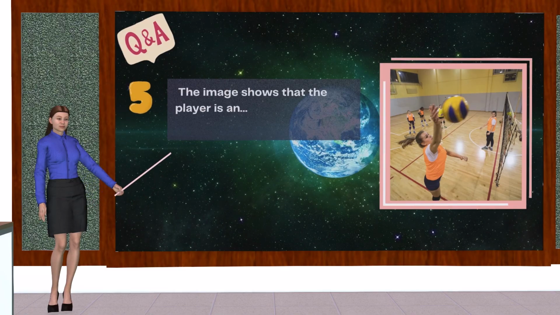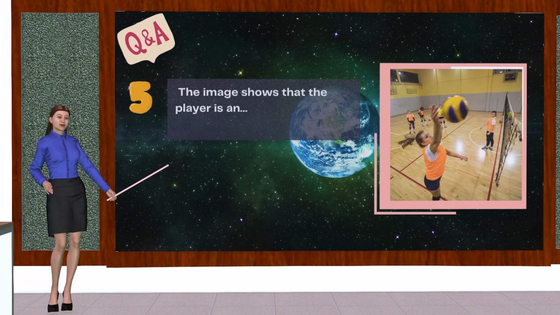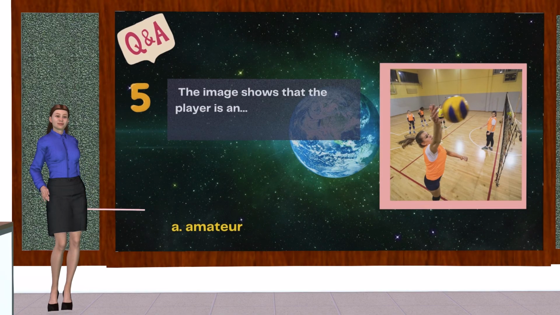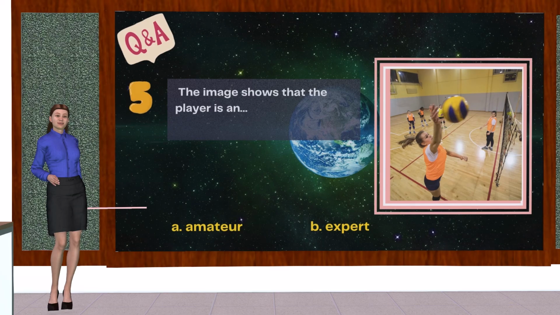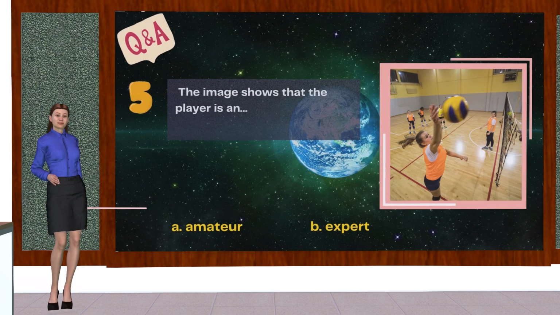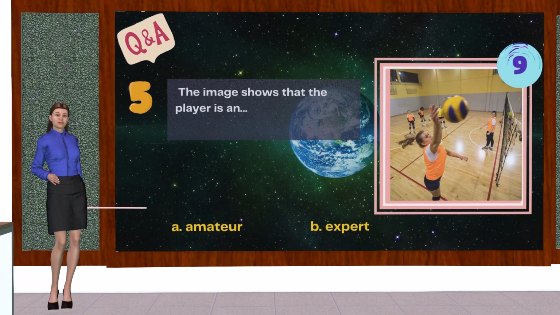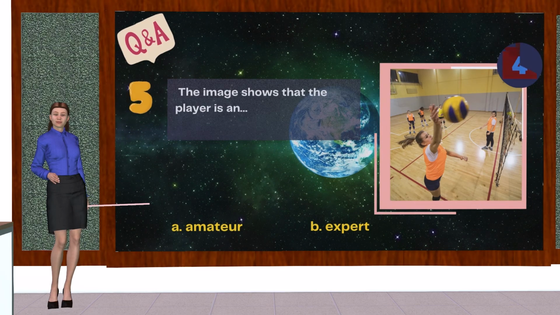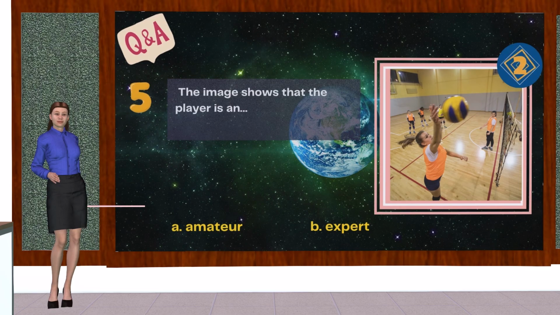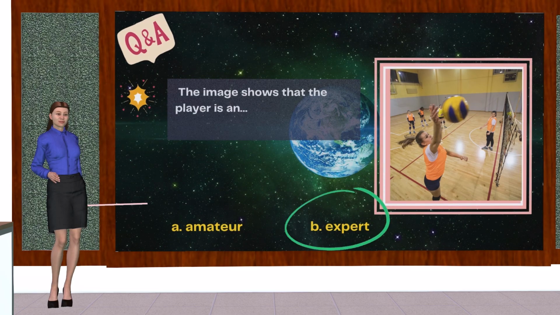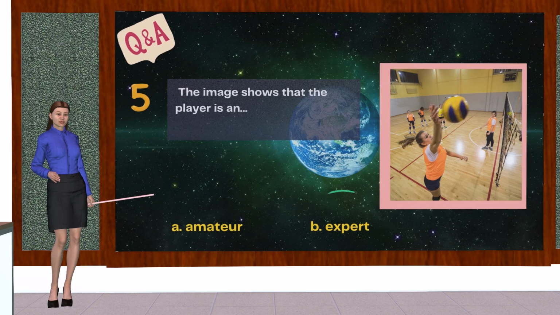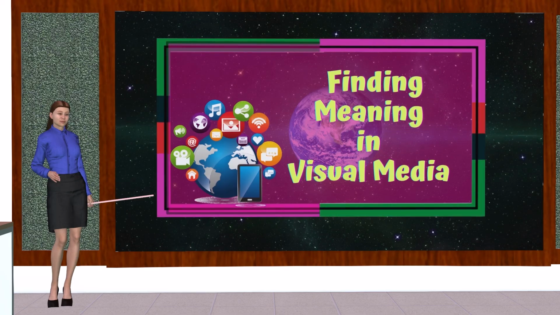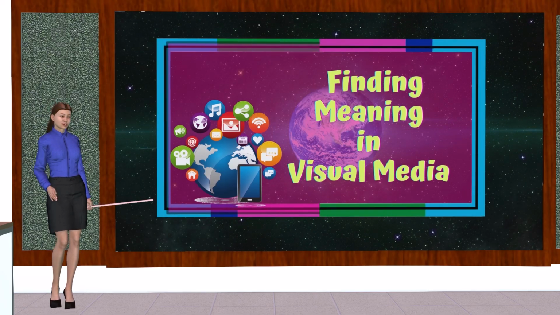Question number 5. The image shows that the player is an A. Amateur, or letter B. Expert. The correct answer for number 5 is letter B, expert. Did you get the correct answer, class?